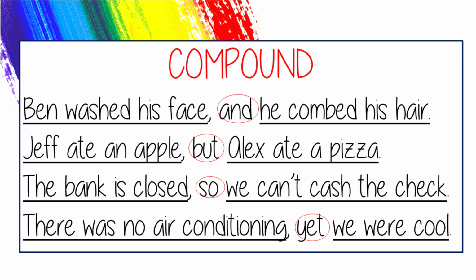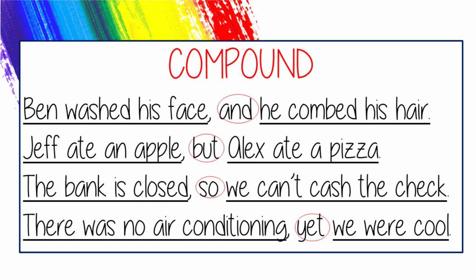The next one, the bank is closed, is our first simple sentence. We can't cash the check is our other simple sentence, and there we're joining them with a conjunction so. Again, we put a comma before that conjunction. And finally, there was no air conditioning is the first sentence. We were cool is the second sentence. And we're joining these 2 sentences with the conjunction yet. So, we put a comma in front of the conjunction.